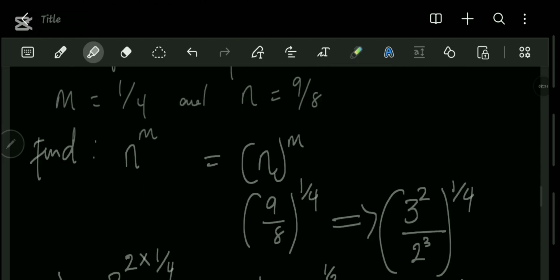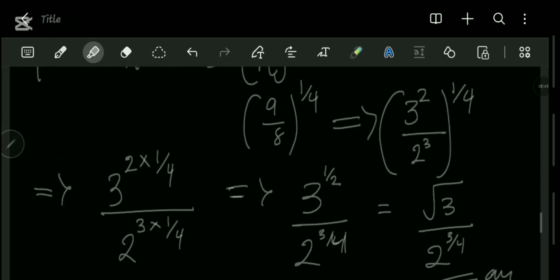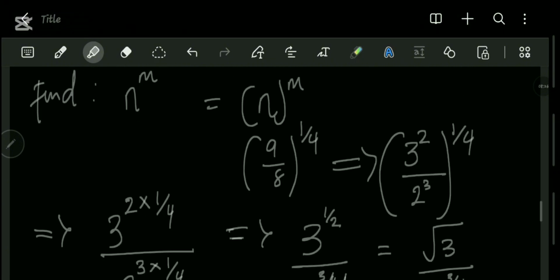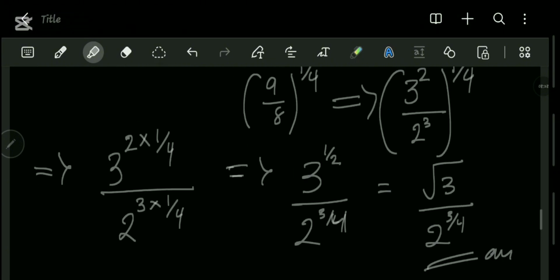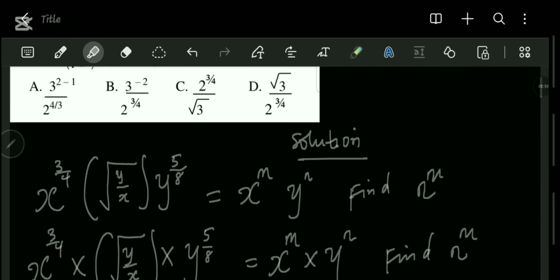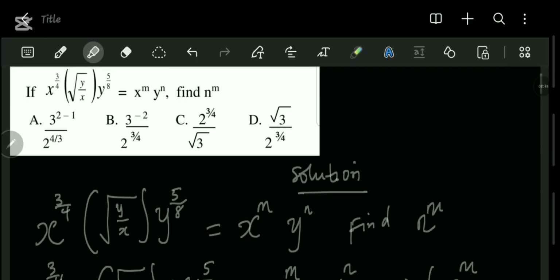Let's check the options to get the correct answer. The answer we got is square root of 3 over 2 raised to 3 over 4. So we have that this option D is the correct answer.